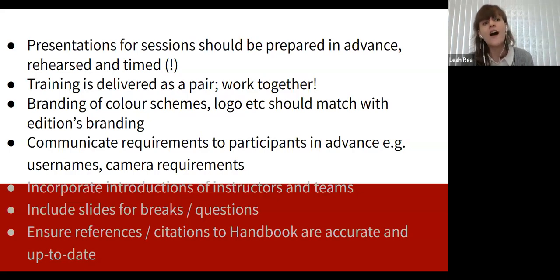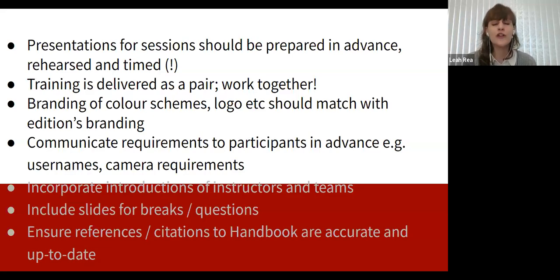Rehearse it, work as a team, have other members of the Secretariat or even your friends on a Zoom call and practice going over your materials, and time yourself, because there is nothing worse for a participant than to be sitting in front of a PowerPoint presentation, having been advised, we will have you here for 1 hour, and realizing it's going to become an hour 15 or an hour 20-minute session, because you will lose them and you will lose their focus, and that defeats the purpose of the session.